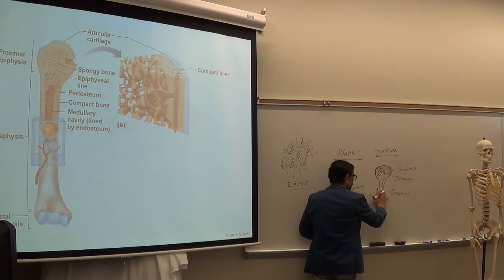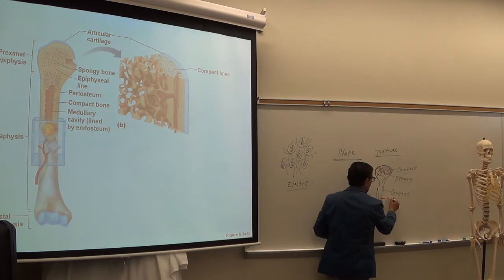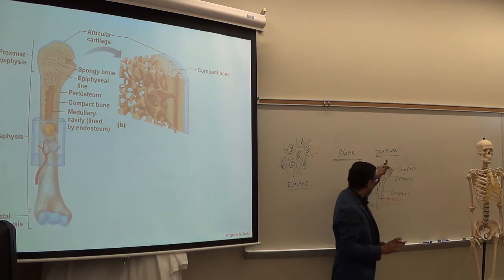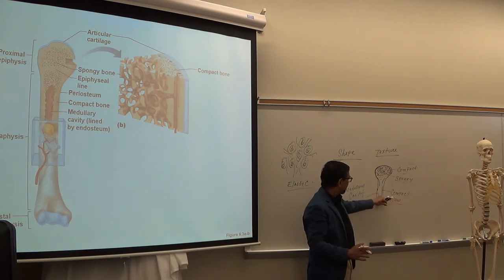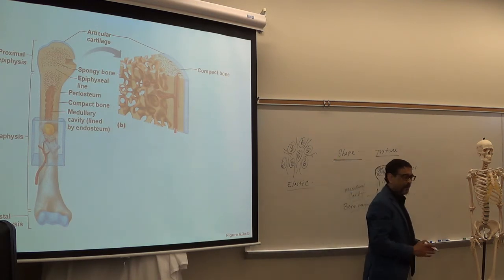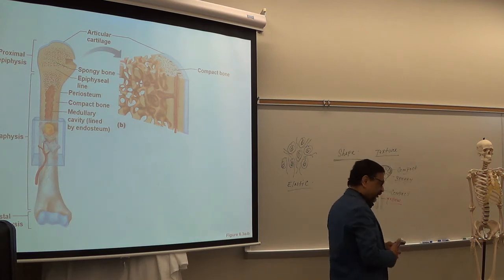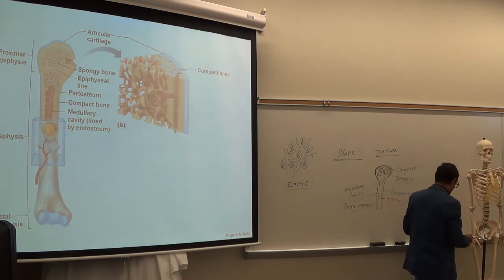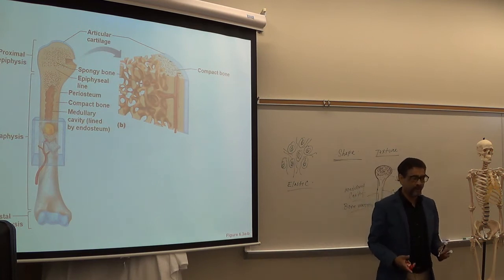In adults, the red bone marrow in the medullary cavity is replaced by yellow bone marrow. So this red bone marrow becomes yellow in the medullary cavity. In the head, it is always red bone marrow. It will never be yellow bone marrow. But in adults, the red bone marrow in the medullary cavity becomes yellow bone marrow, which is actually fat or adipose tissue. This adipose tissue can act as a stored form of energy.